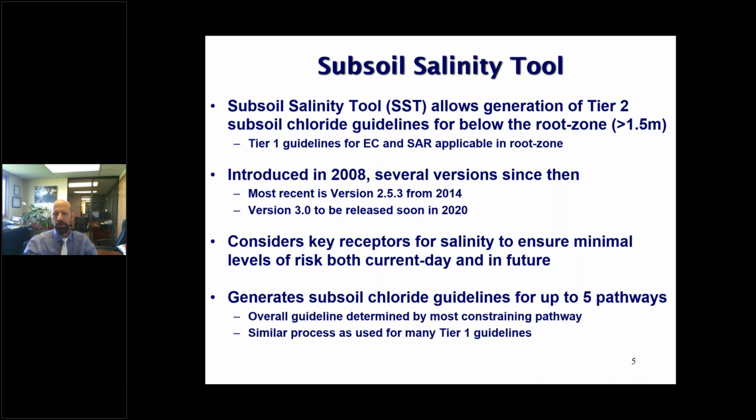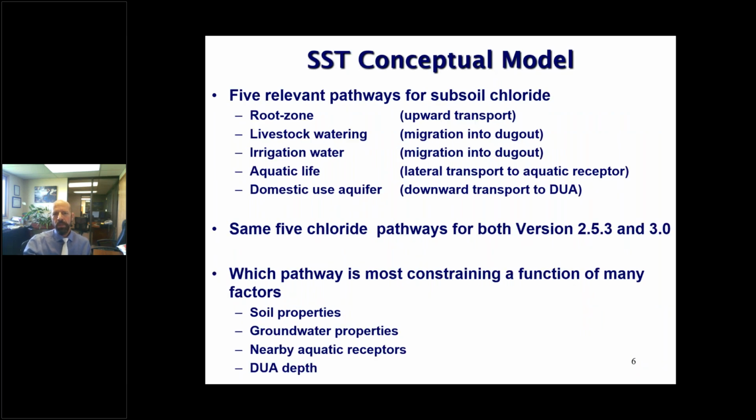And it uses a similar process as what's used for the Tier 1 guidelines, in terms of each pathway being evaluated independently, and then the most constraining pathway is essentially what drives the remediation for the site or for that sub-area of the site. So these 5 pathways, they are the root zone pathways.